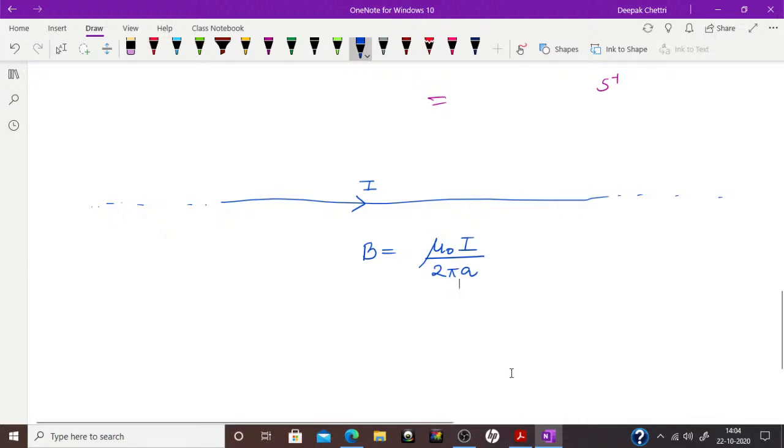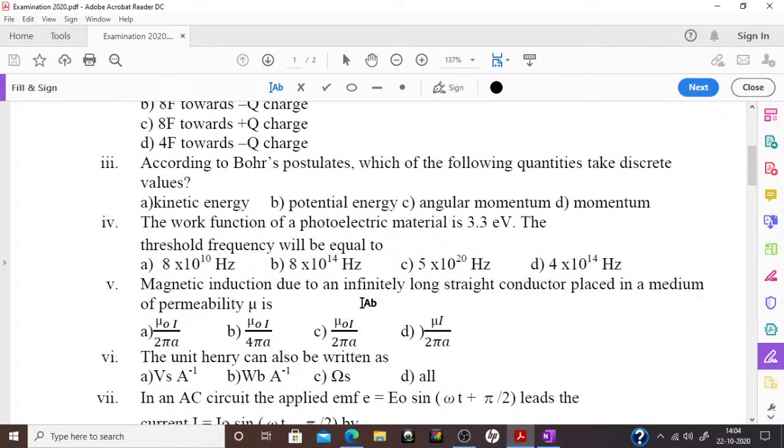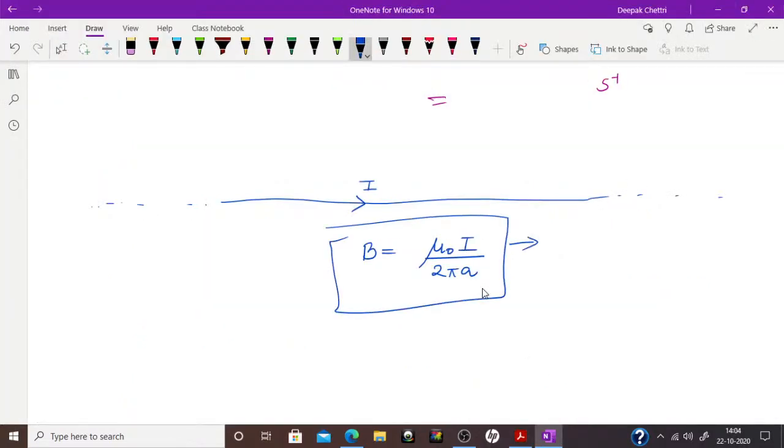But the question is slightly different here, because they have asked us if it's placed in a medium of permeability mu, right? This will be the answer when the conductor is placed in air or vacuum, right? If you place the conductor in air or vacuum, then this is the answer. But in the question, the conductor is in a medium whose permeability is mu. So the answer will be B is equal to mu I by 2 pi a. So this is the answer.